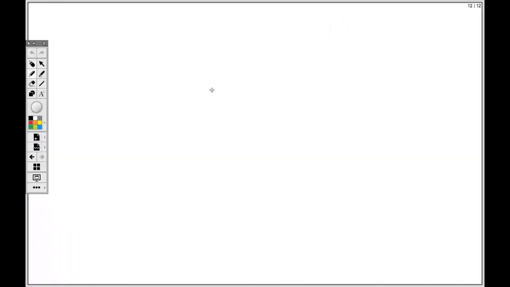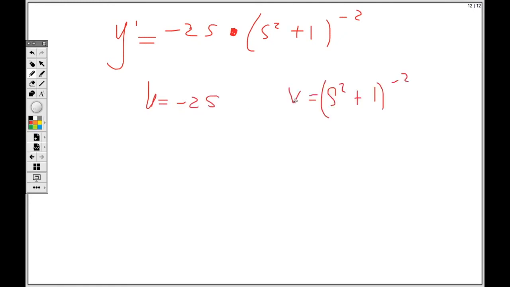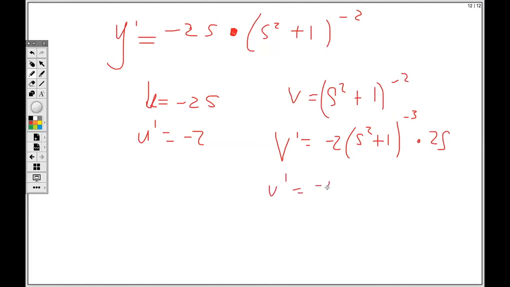So in other words, just in case someone is still not understanding what's happening, if I have y prime to be minus 2s times s squared plus 1 to the minus 2, I'll assign u to be minus 2s and v to be s squared plus 1 to the negative 2. So my u prime here will be minus 2, but for my v prime, I have to apply chain rule. So you carry the negative 2 in front, then you subtract 1 from the power, so you have negative 3 s squared plus 1. Then you differentiate within, so we have 2s. Then simplifying, we'll have minus 4s, because negative 2 times 2s is negative 4s. Then s squared plus 1 to the negative 3.